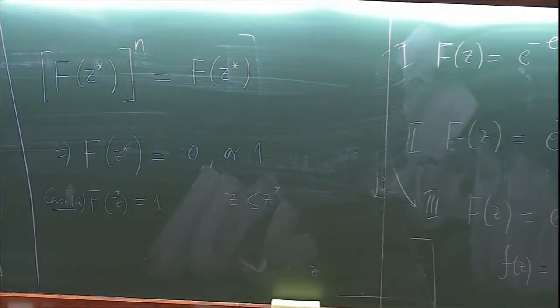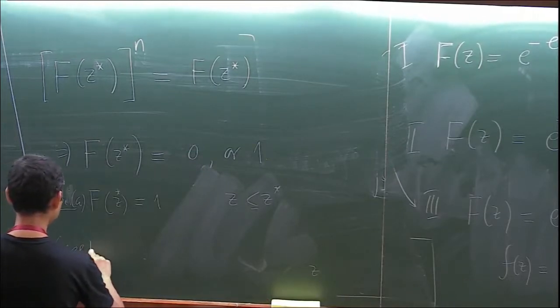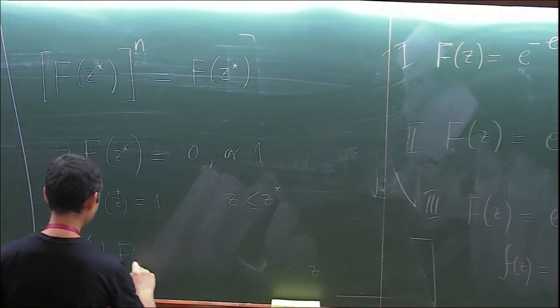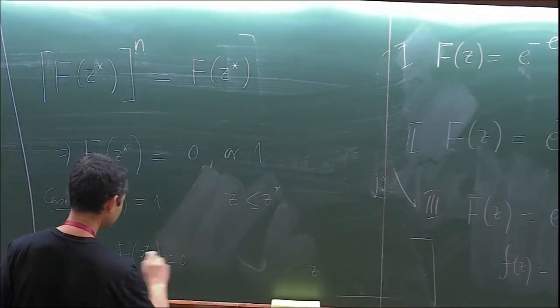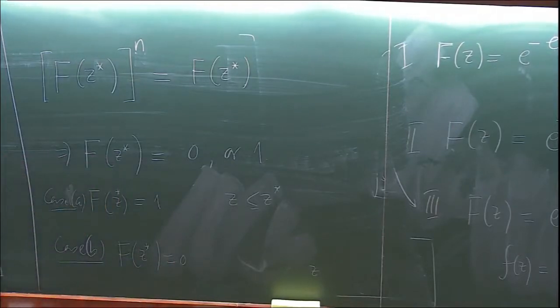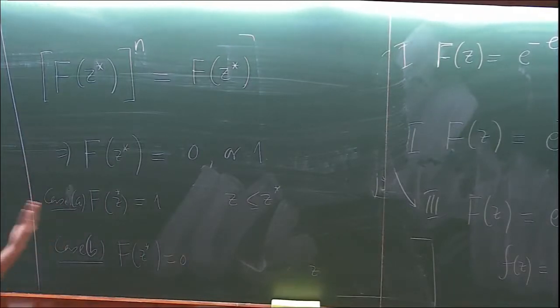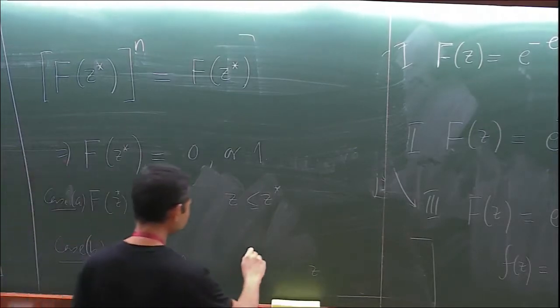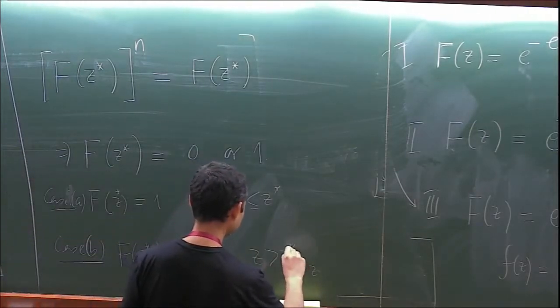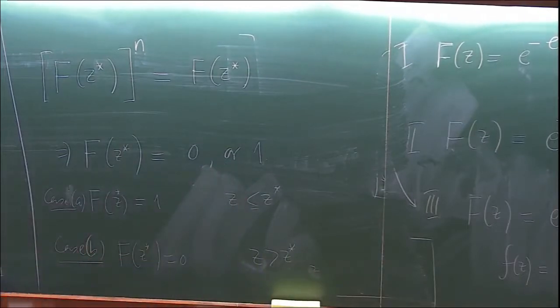Similarly, case B, f of z star is 0 at z star. So therefore it's 0 anyway for z less than z star. So the range of z is greater than z star. Okay, so now you have this thing.